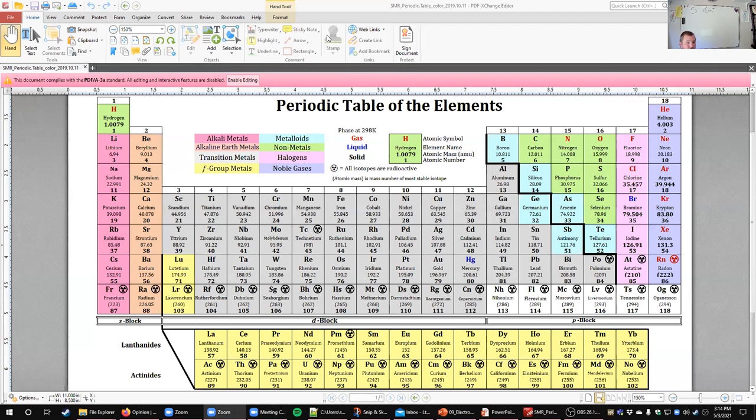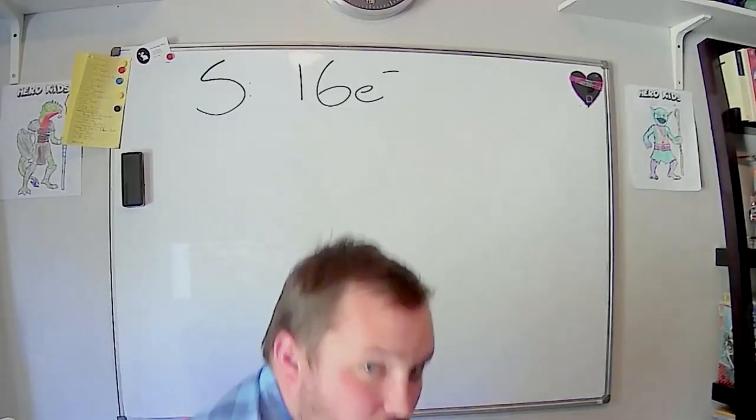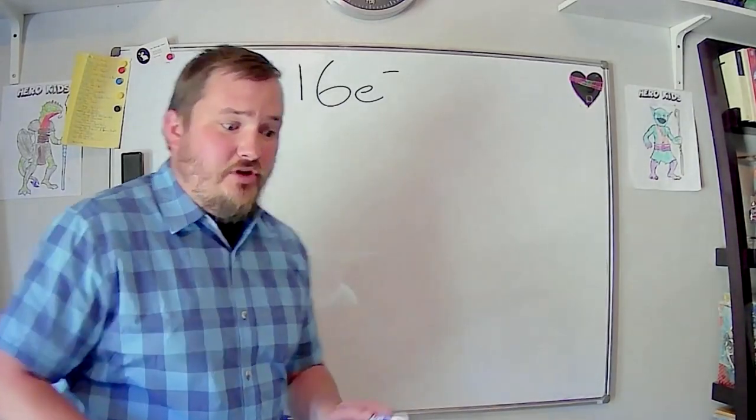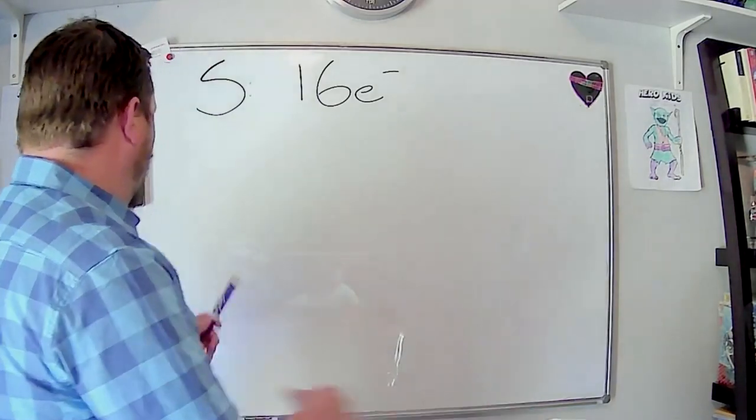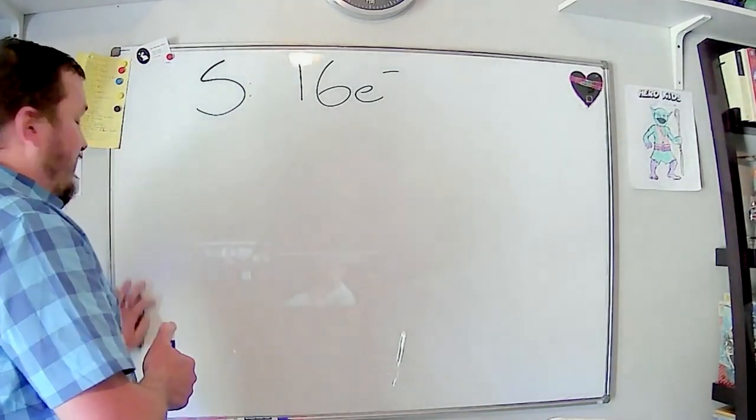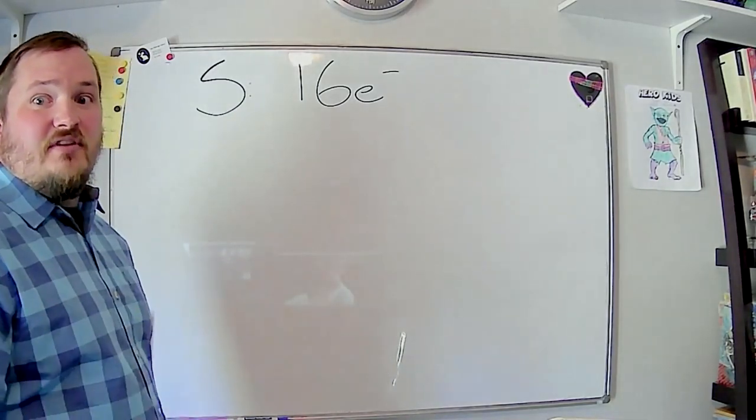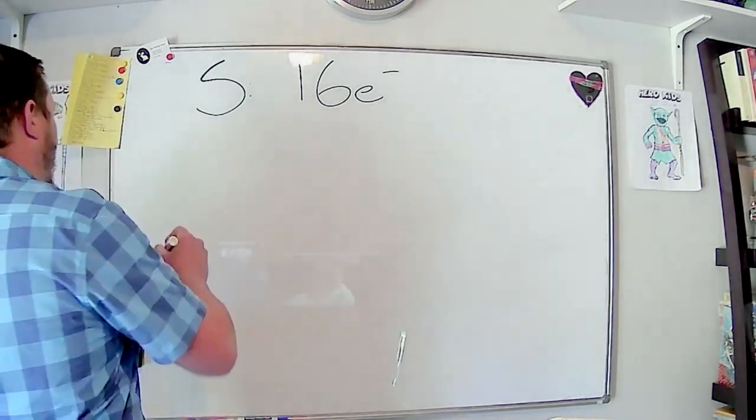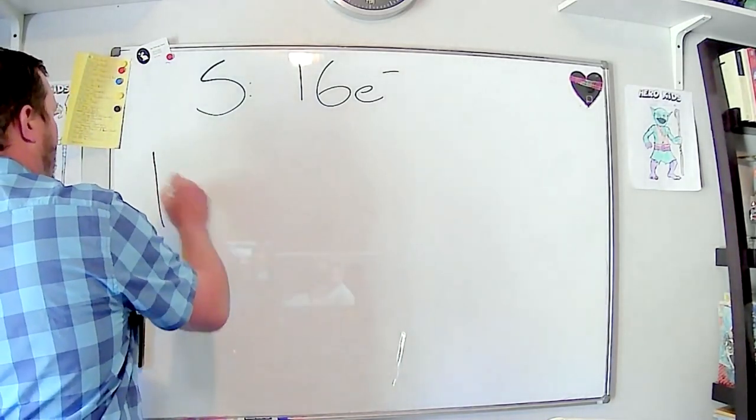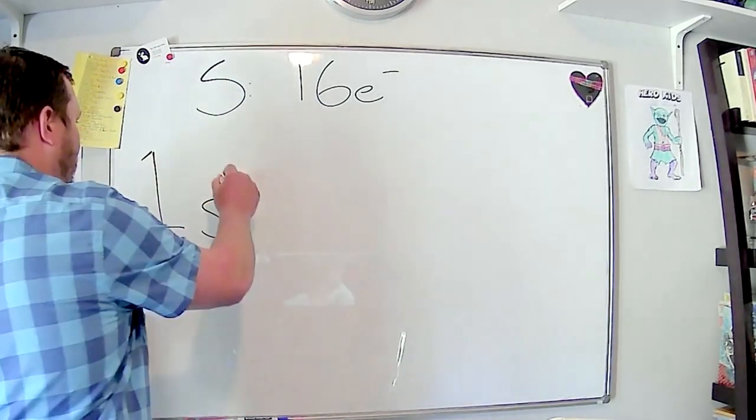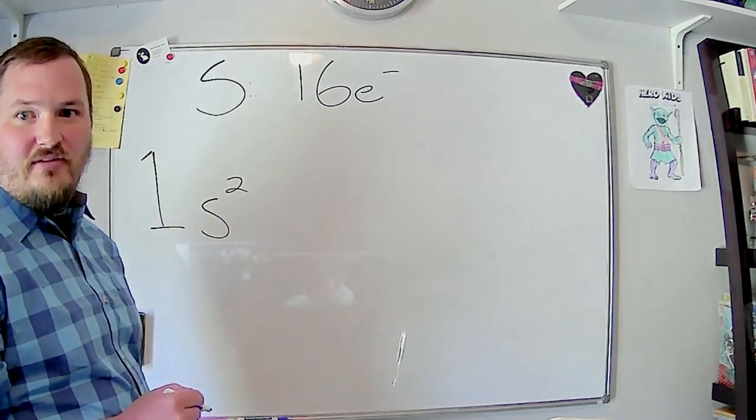All right, again, I'm going to stop screen share. But if you have a periodic table printed out at home, then that's a good thing to have for these. It's really the only tool you need for these. So sulfur is going to start out again. So everything starts out the same way. Always start out with 1s2, your first energy level. It starts with an s orbital that can only hold two electrons, and then you finish the first energy level.